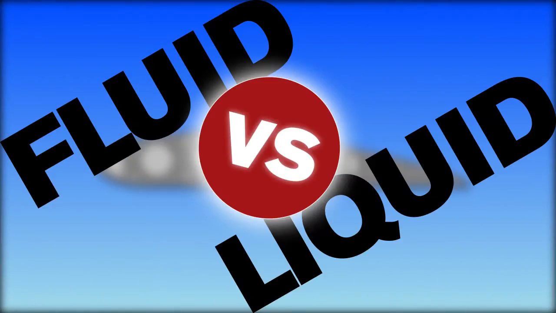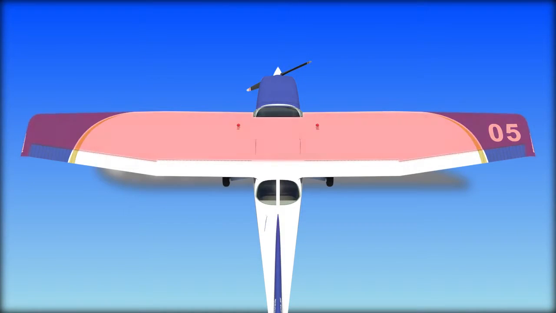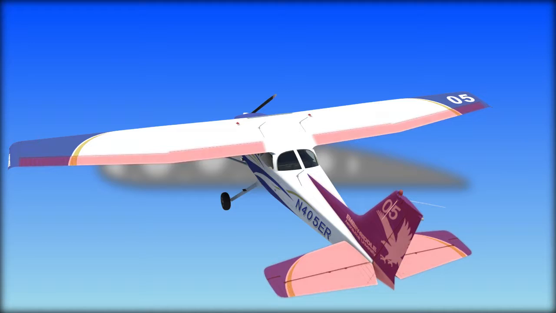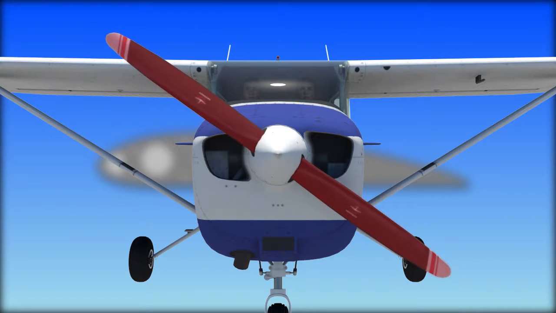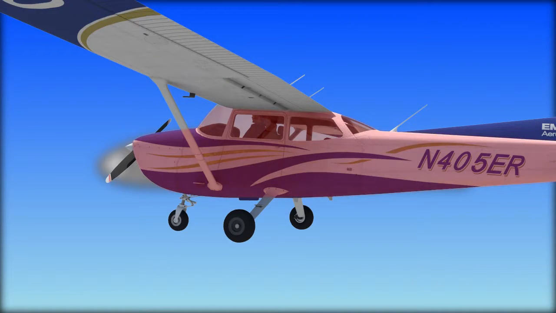Don't confuse a fluid with a liquid. Fluids are any substance that deform under an applied stress. Liquids, gases, and plasmas are all considered fluids. In addition to the wings, all the flight control surfaces, as well as the propeller, are considered airfoils. The aircraft's fuselage is even an airfoil, but it's not very good at producing lift.